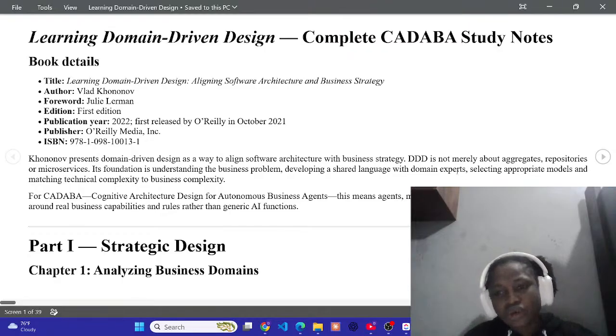So DDD is not merely about aggregates, repositories, or microservices. Its foundation is understanding the business problem.